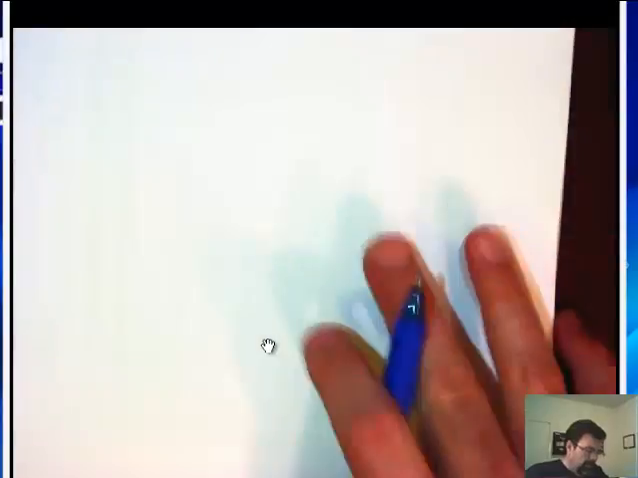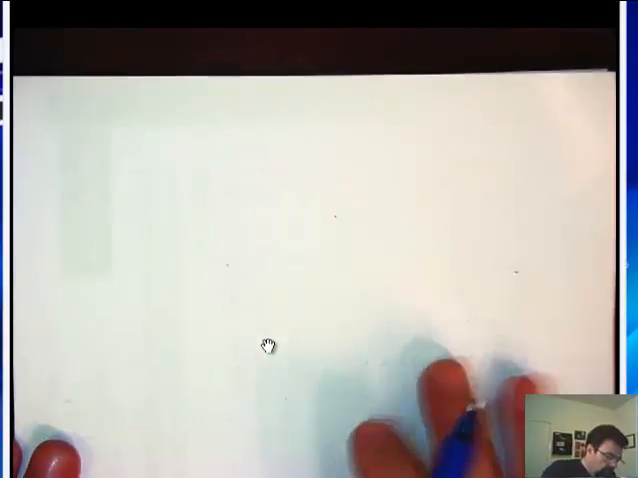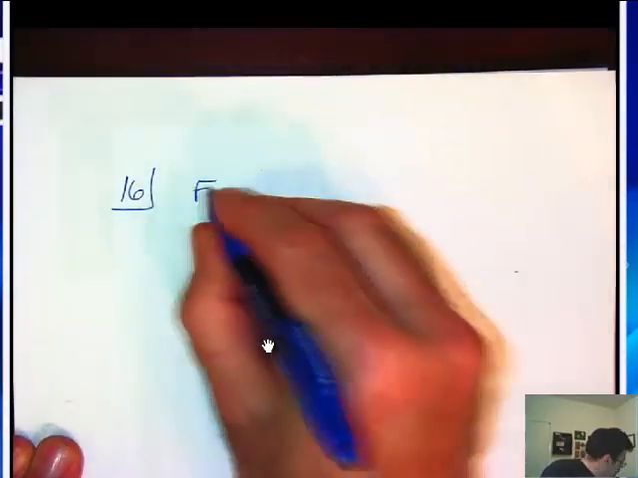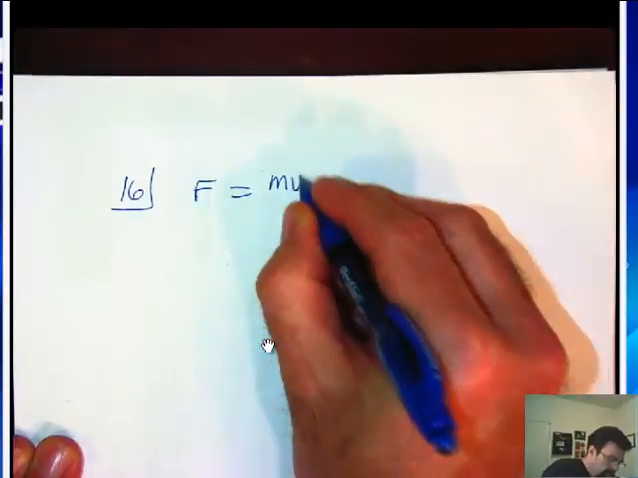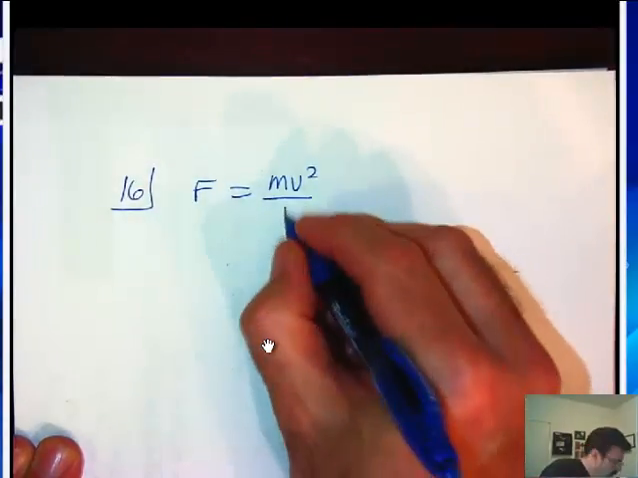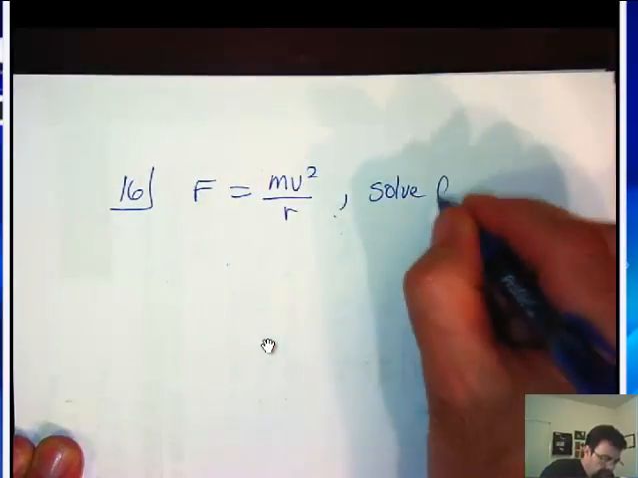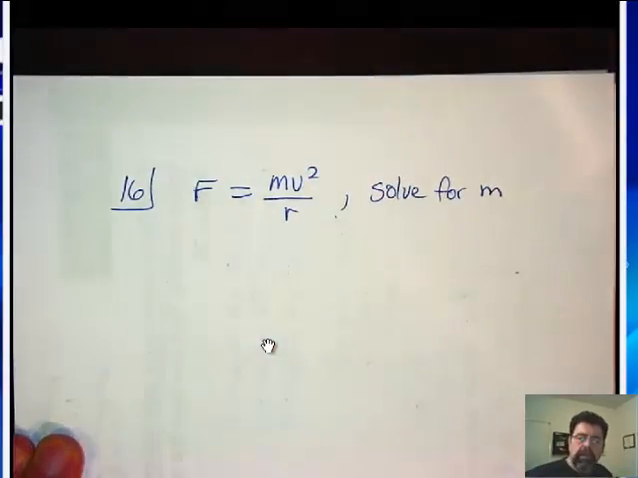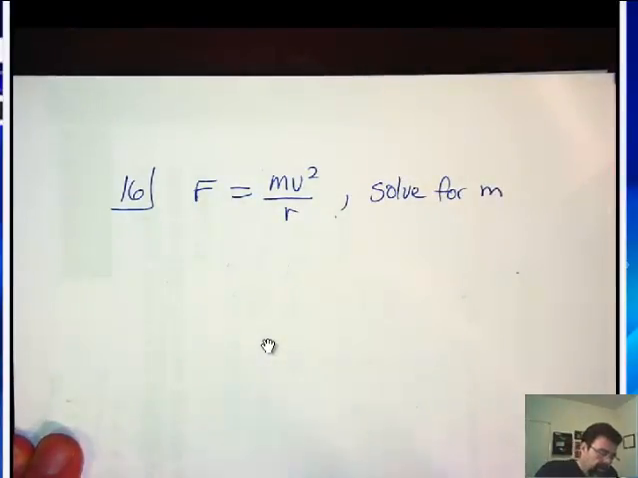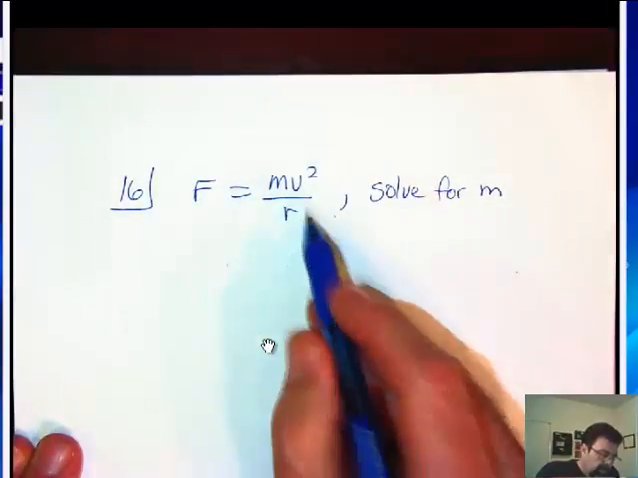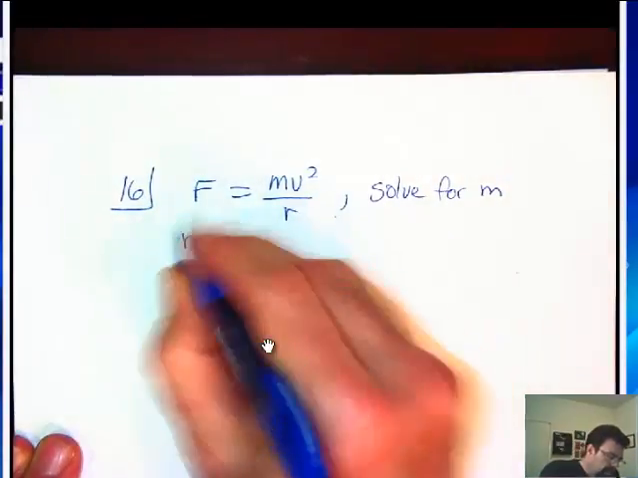All right, let's try number 16. This is a formula from physics. You won't be expected to know this one, but the technique to solve for m, obviously you have to know how to do that. Again, we want to get this m by itself. So let's start off by clearing this fraction. You're going to multiply both sides by r.